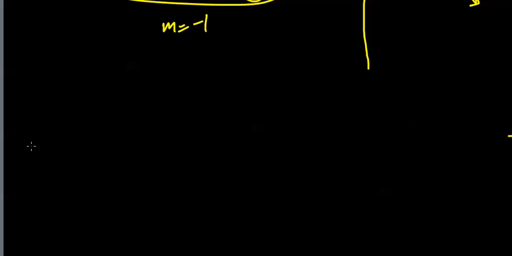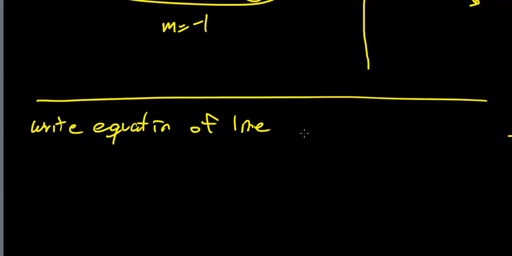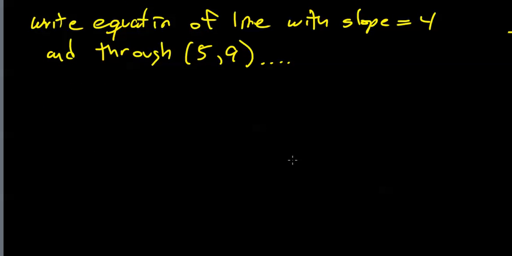How about this? Let's do another example here. Equation of a line. You're going to see that phrase a lot in this section. Find the equation of a line with a slope equal to 4 and through the point 5, 9. Well, I can use slope-intercept form to answer this question, but I don't know the y-intercept. Notice this point is not the y-intercept. If it was the y-intercept, the x-coordinate would of course be 0.